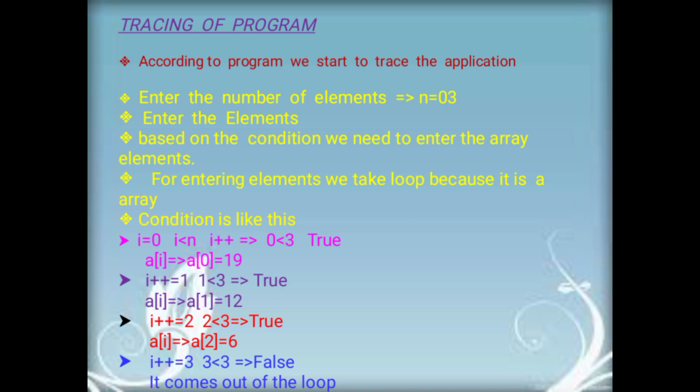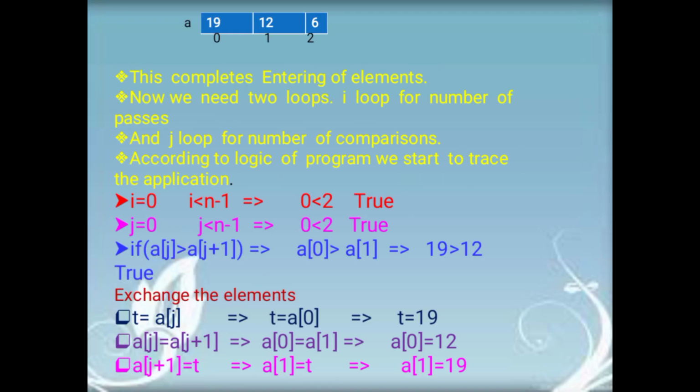Now i plus plus becomes 2. 2 is less than 3. Yes, the condition is true again. So in the place of a of 2 we enter the element 6. Again we increment the loop variable, i plus plus, and i is equal to 3. 3 is less than 3? False. So it comes out of the loop. This completes the entering of elements. Based on the condition, if the condition is true, we enter the elements.